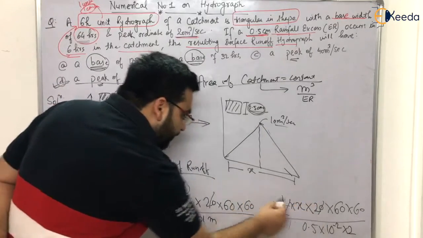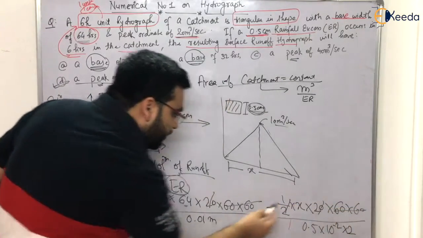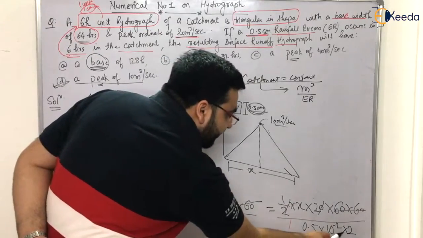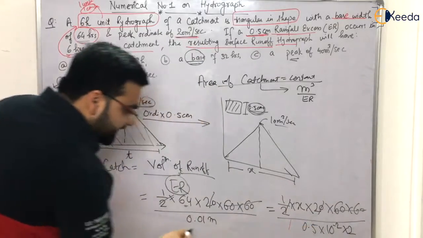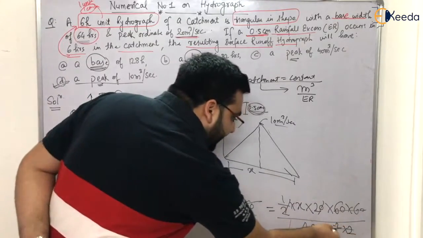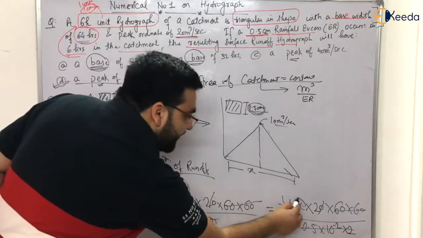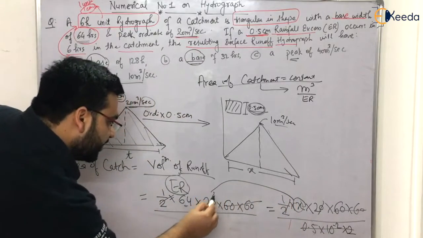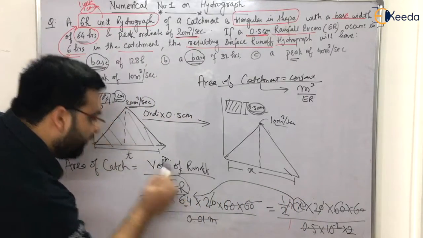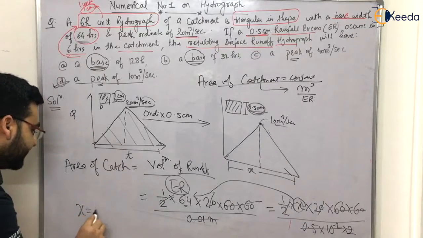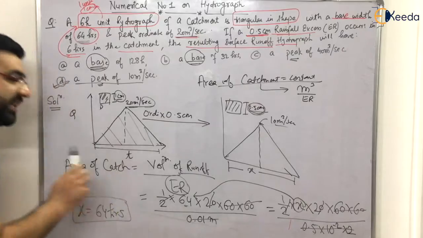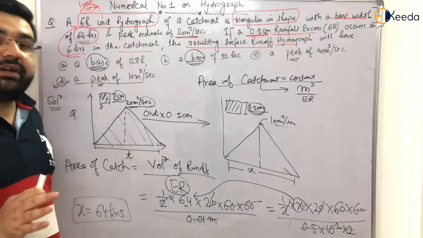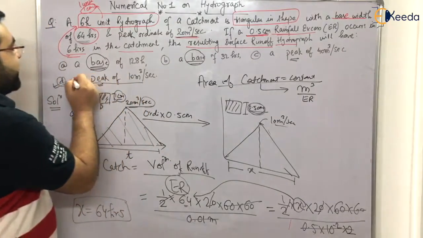20 will get cancelled out. 60 will get cancelled out. And in base, 0.5 into 2 will be equal to 1, right? And 1 into 10 raised to power minus 2, that is 0.01. So it will also get cancelled out. So if you compare, you will be getting x is equal to 64. So you will be getting x is equal to 64 hours. It means that the base period will be same. But the discharge has changed.